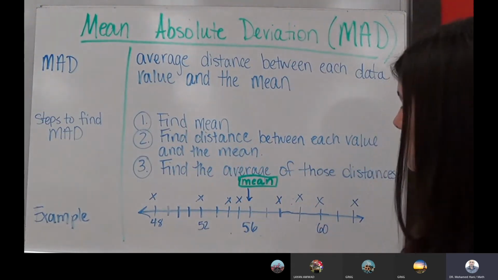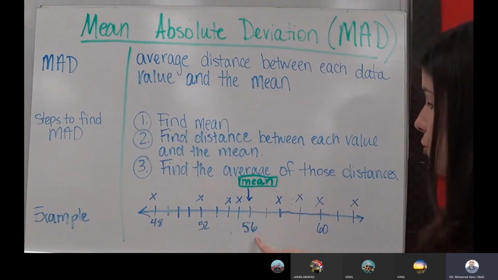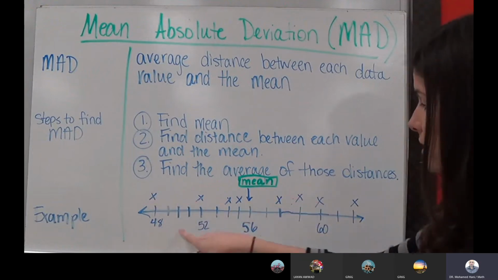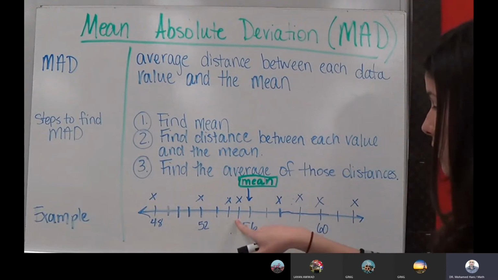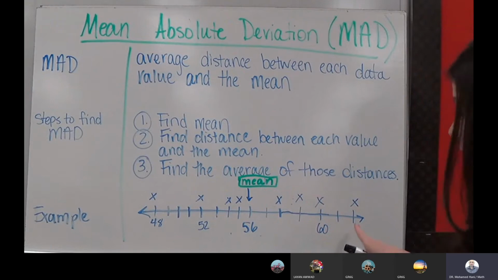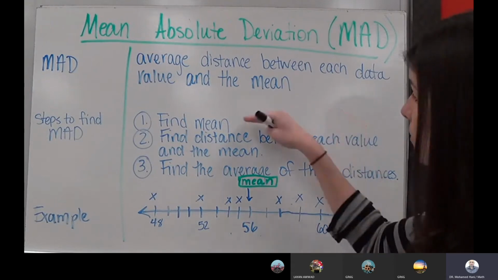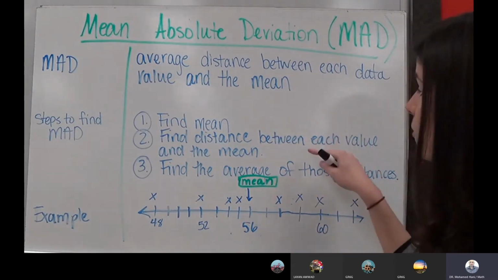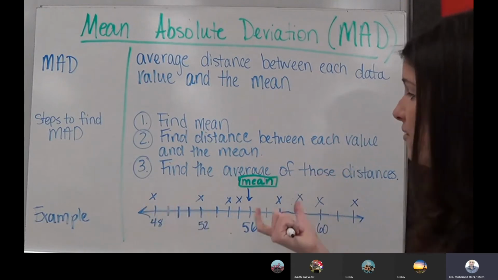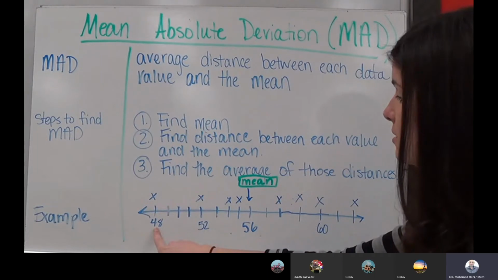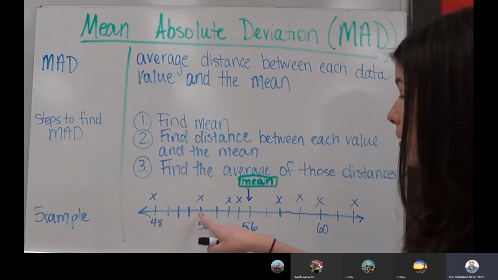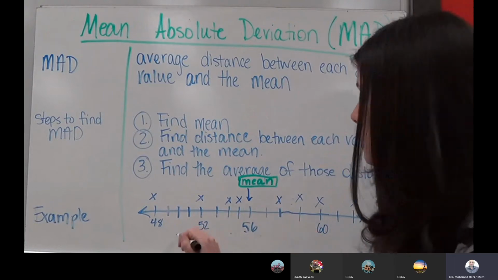The first example we're going to look at down here, the mean is already given to you. And then we have these values along this number line. We have 48, 52, 54, 55, and 56 is our mean, then 58, 59, 60, and 62. So the mean we already have is 56. Now we're going to find the distance from each of these values to the mean, and then find the average of those values. So the distance from 48 to 56, we can just count along the number line: 1, 2, 3, 4, 5, 6, 7, 8.